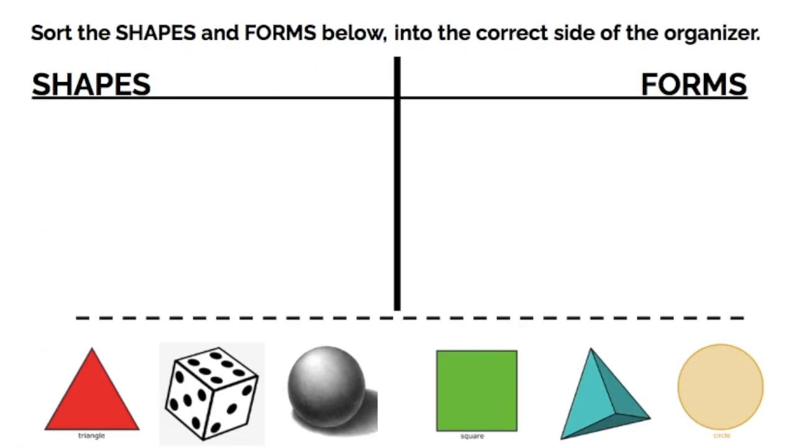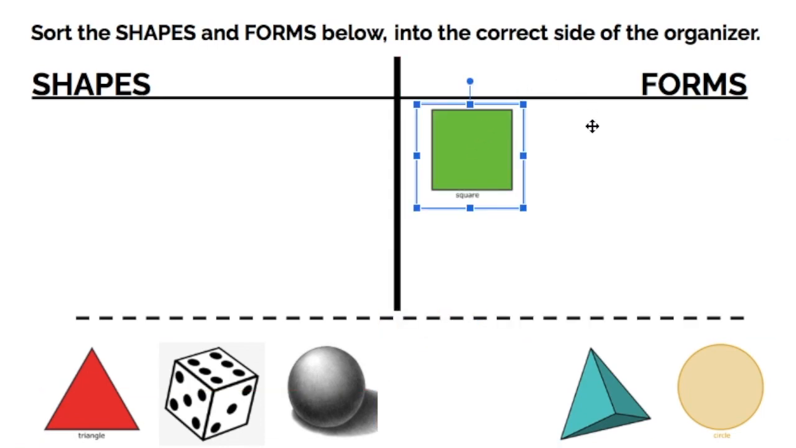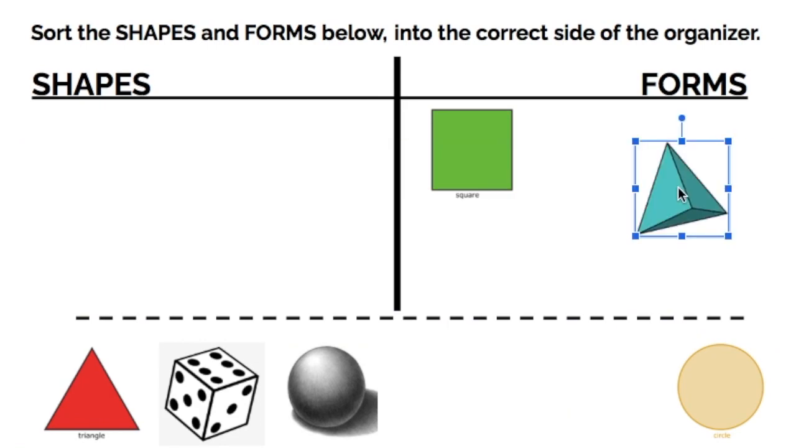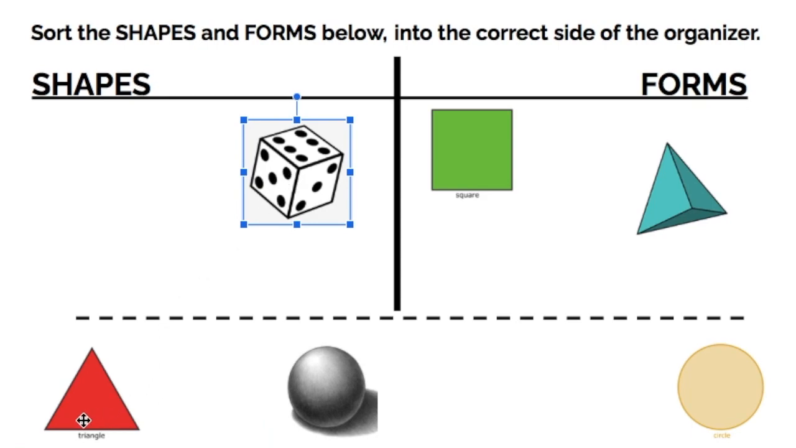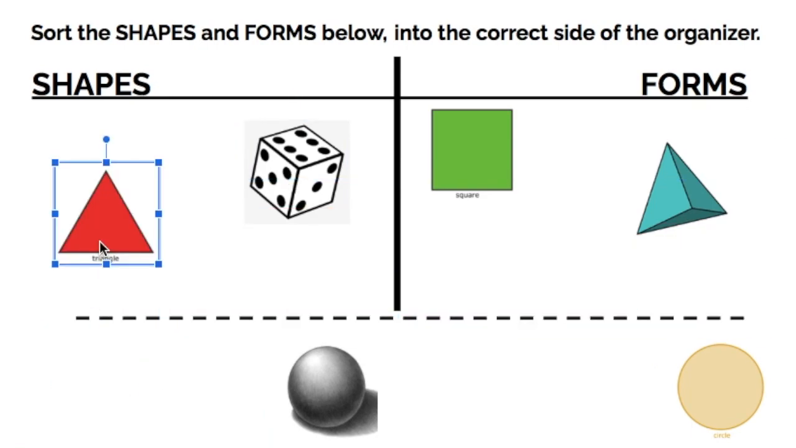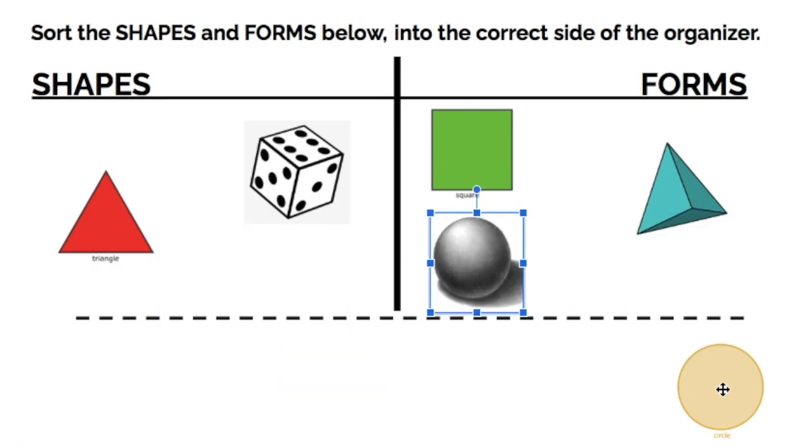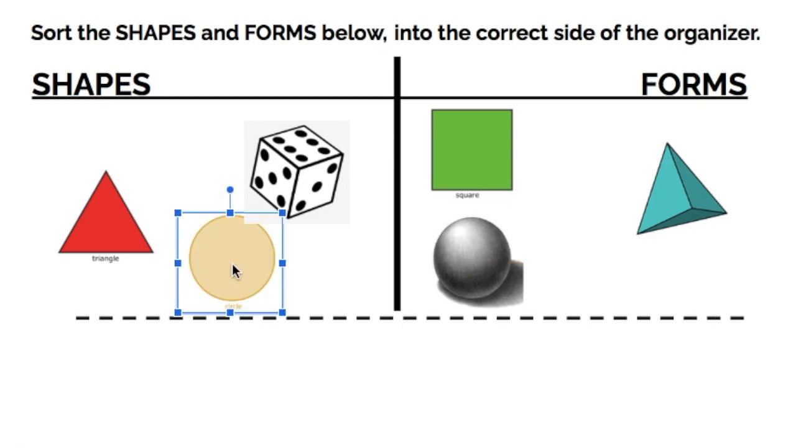Our last slide is going to be about sorting the shapes and forms below. Underneath the dotted line, you're going to see 6 shapes and forms. You have to click to activate the shape or the form and then drag it onto the correct and appropriate side of the graph. Remember, I can't give away the answers, so I am not keeping track of where I'm putting them. You want to double check that your shapes are going underneath the word shape and that your forms are going underneath the side that says forms.